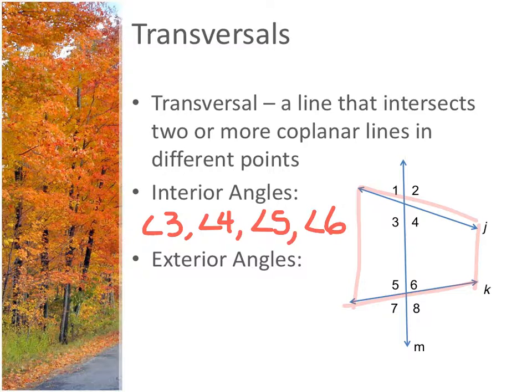Think of the coplanar lines as like fences. If you wanted to add 2 more lines up there, that would be inside the fences. Okay, then the exterior angles, they would be angle 1, angle 2, angle 7, and angle 8. Those are outside of the coplanar lines. They're not in that red box.